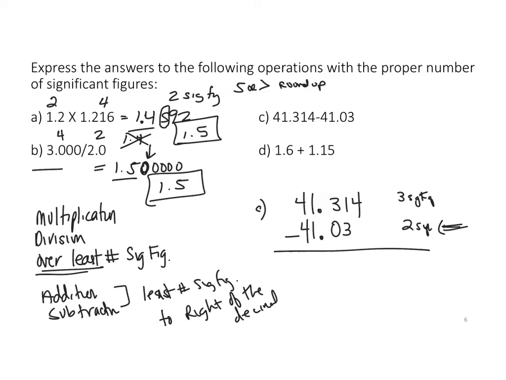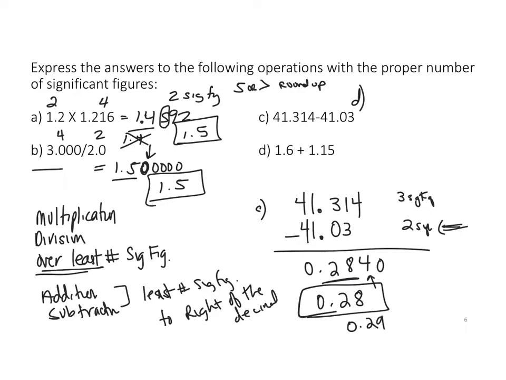So then I can use my calculator, 41.314 minus 41.03, and I get 0.2840. And then I say, okay, I need these 2 significant figures, and does the 8 stay 8, or does it go to 0.29? Well, I have to look at the 4. The 4 is less than 5, so it stays 8. 0.28 is my correct answer.